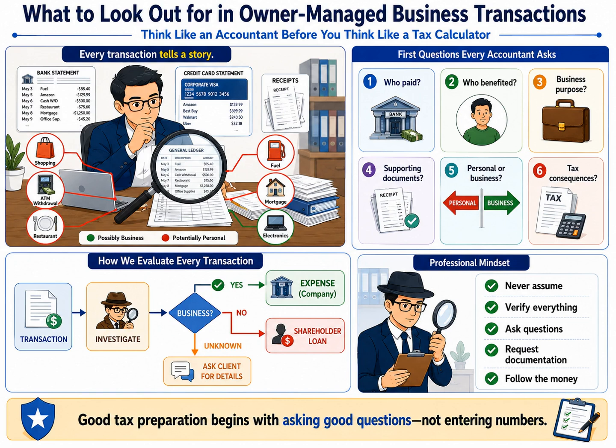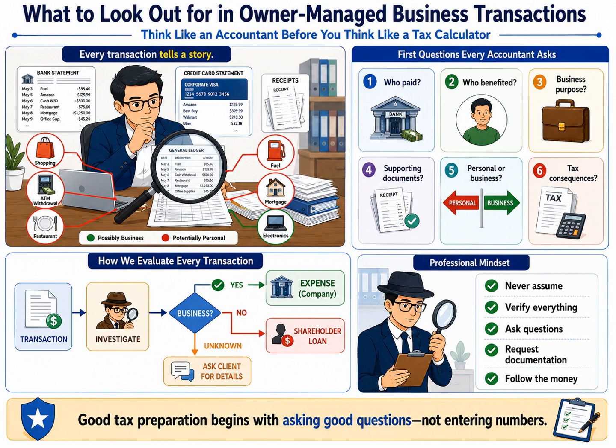They begin by asking questions. The first question is, who actually made the payment? Was it paid from the corporate bank account, a corporate credit card, or personally by the shareholder? Next, ask who received the benefit. Did the expense help the business generate income, or did it primarily benefit the owner or a family member?